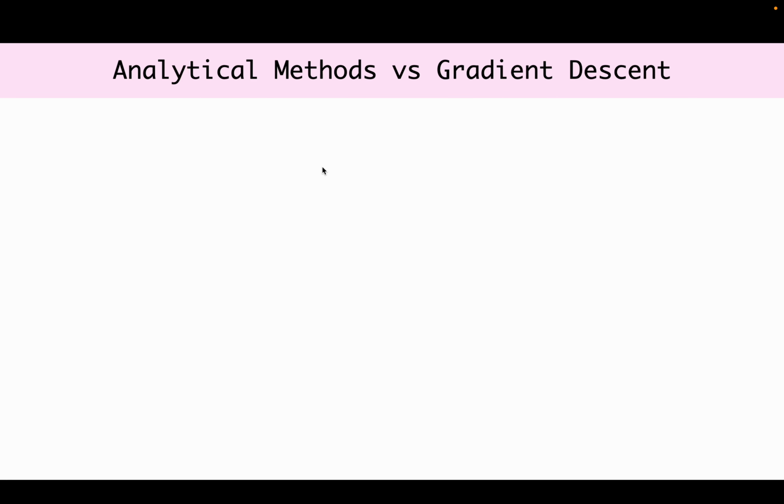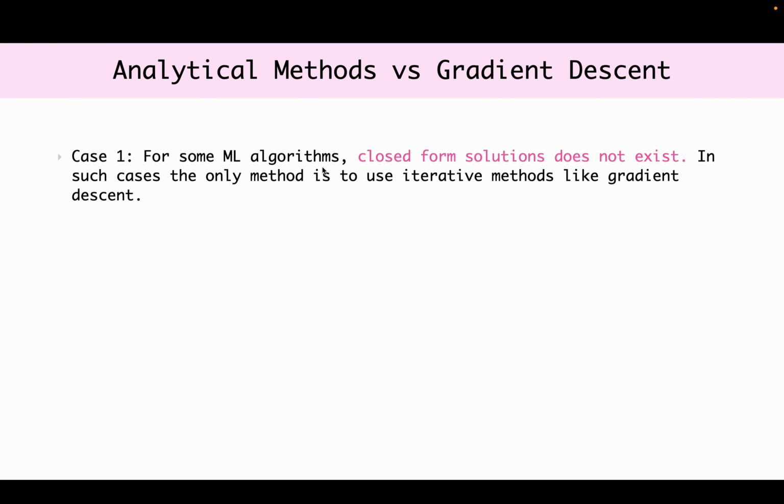Let us now discuss when the gradient descent method is useful and when analytical methods are used. In machine learning, whenever a particular algorithm has a closed form solution, we look for an analytical solution, where we do the mathematics and compute the closed form solution for that particular variable.